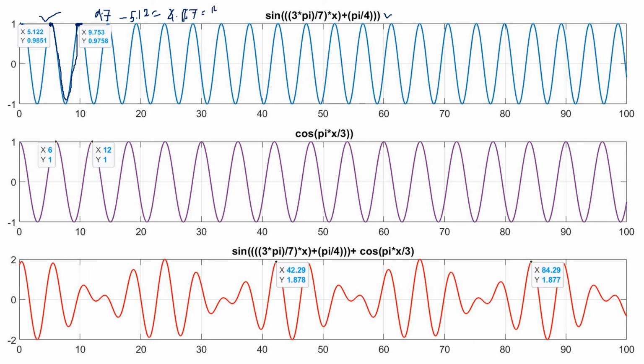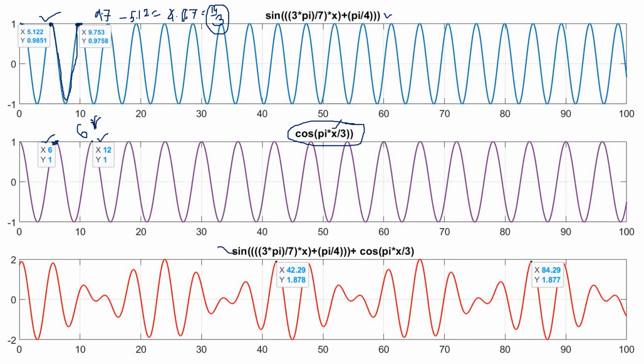That's what I have told you, that the fundamental period for the first signal is 14 by 3. The second signal is the cosinusoidal signal, cos(πn/3), and the fundamental period for that was identified as 6. You can very well see this. The x value is 6 for this point, and for this point the x value is 12. So 12 minus 6 leads to 6. That is the fundamental period of this signal.